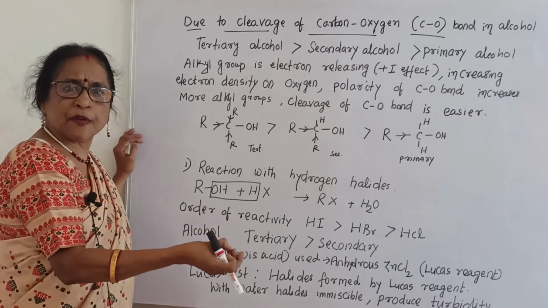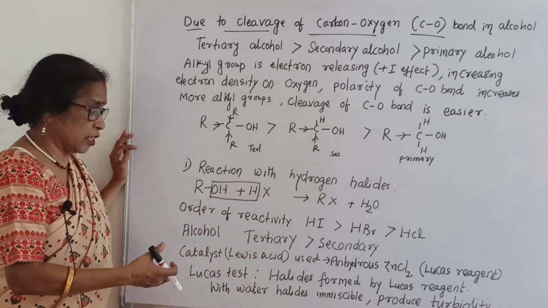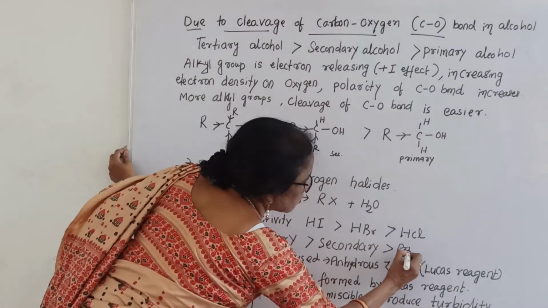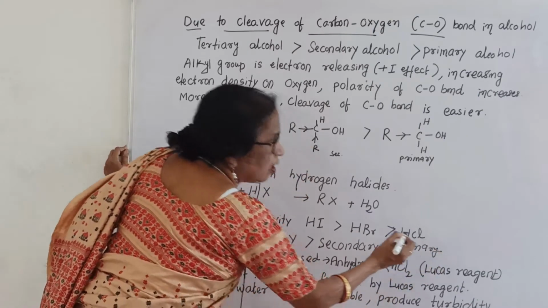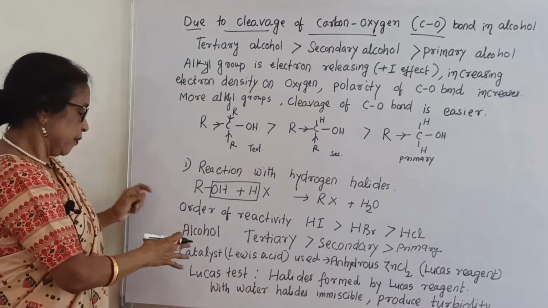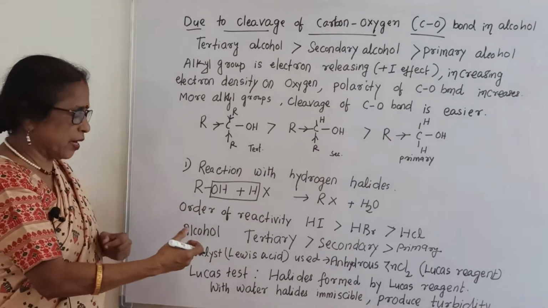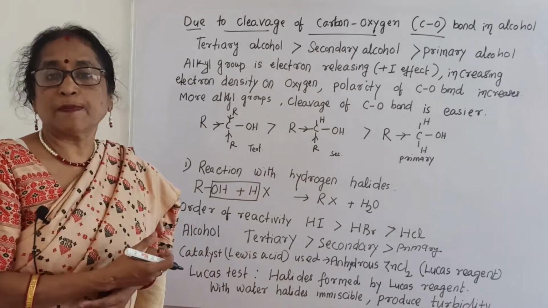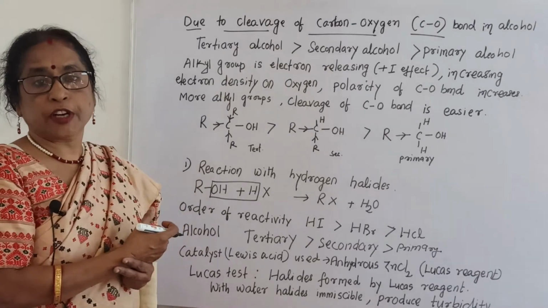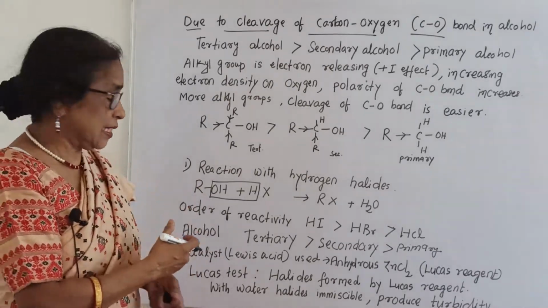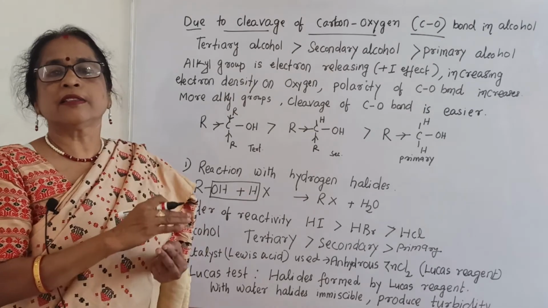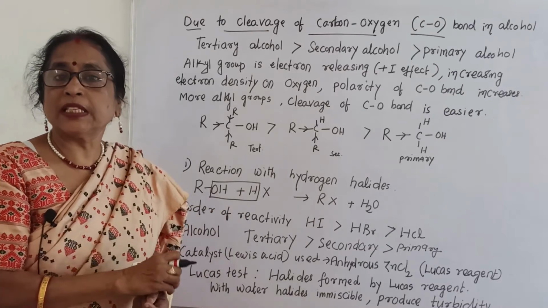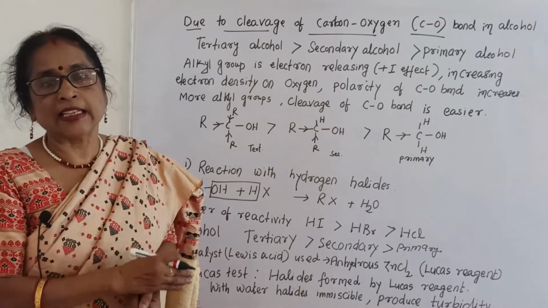When tertiary alcohol reacts with HX, the product forms immediately. Secondary alcohol requires some time, and primary alcohol is the least reactive. Actually, in this reaction, to make it more reactive, a catalyst is used. The catalyst acts as a Lewis acid. What is that? Anhydrous zinc chloride is used as a Lewis acid that acts as a catalyst.